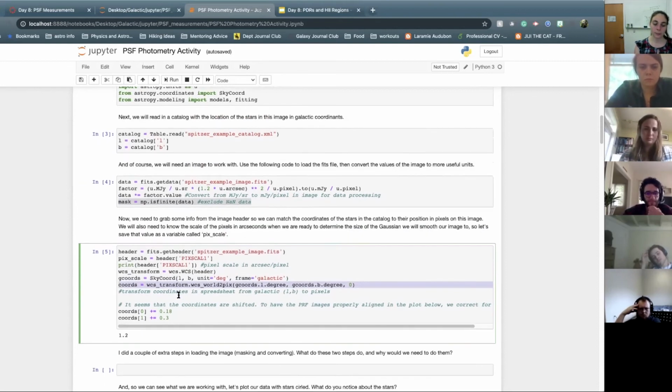And these pixels were a little off, so you have to shift them slightly. This is just saying take all those coordinates and add 0.18 to each one in the x direction and add 0.3 to each one in the y direction. So coordinates are slightly off, you shift them slightly. This means that there's something wrong with our WCS coordinates probably, but we can fix it.